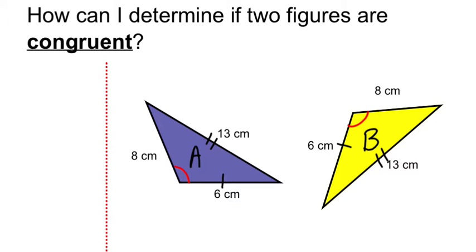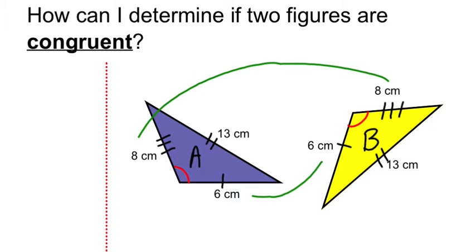So the last side length to check, if I go to triangle A, the middle side length is 8 centimeters. So maybe I put 3 lines on that side. Now go to triangle B, and I notice the middle side length is also 8 centimeters. And so I'm going to put 3 lines there. Notice that 6 and 6 are the same. 8 and 8 are the exact same. And 13 and 13, they're the exact same. Which tells me that these two figures are congruent. Okay, they're both obtuse triangles. They have the exact same side lengths, so same shape, so they're congruent.